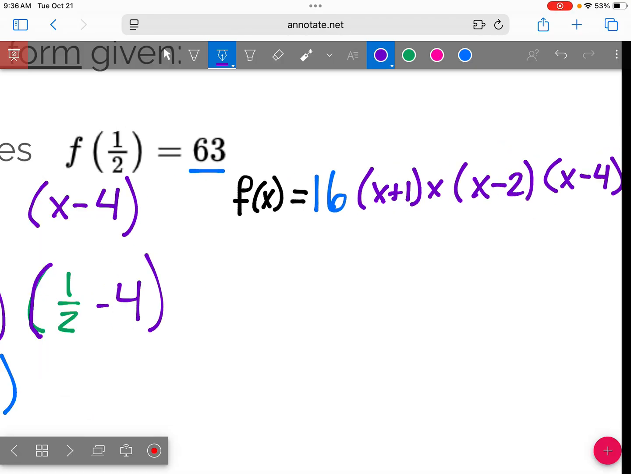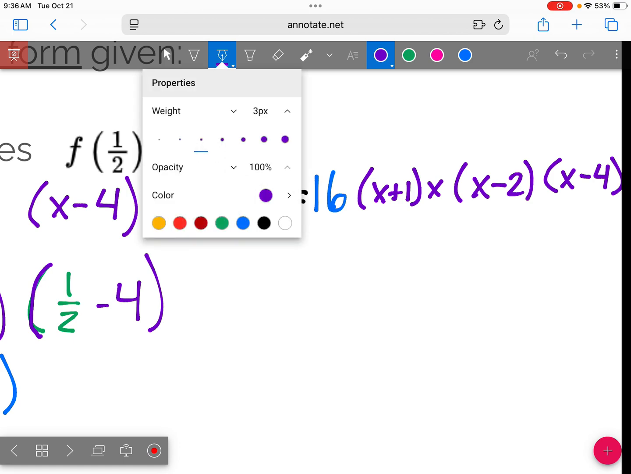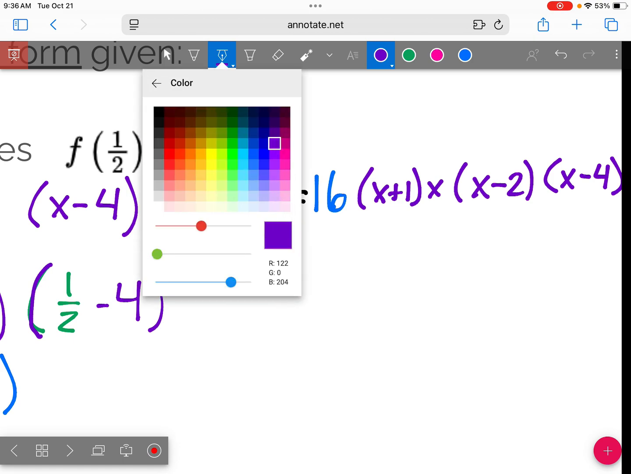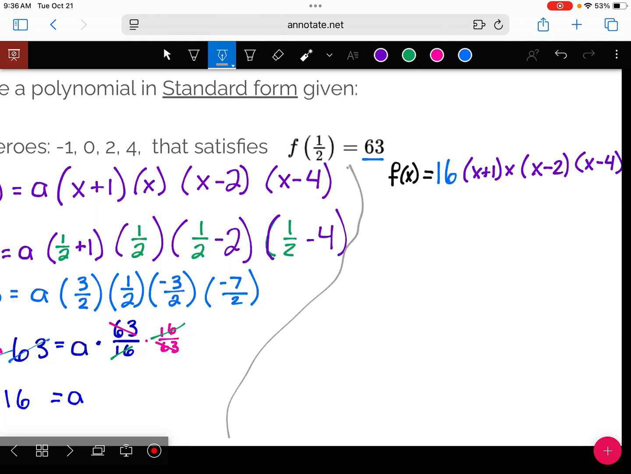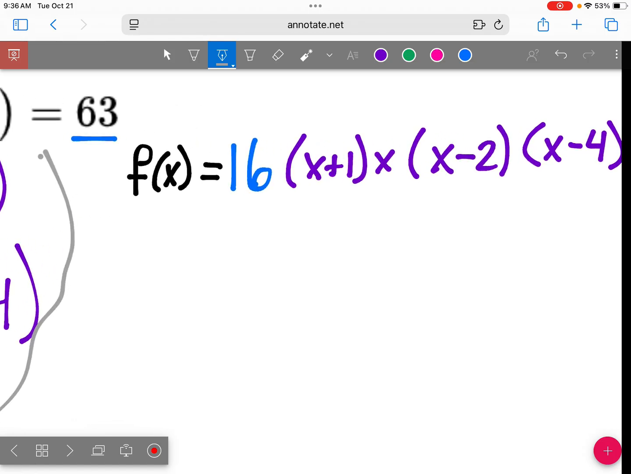And I'm right on the edge of the screen there. And again, we want to multiply this out into our standard form. I'm going to give you guys a second to try that. See what we can get multiplying that out.